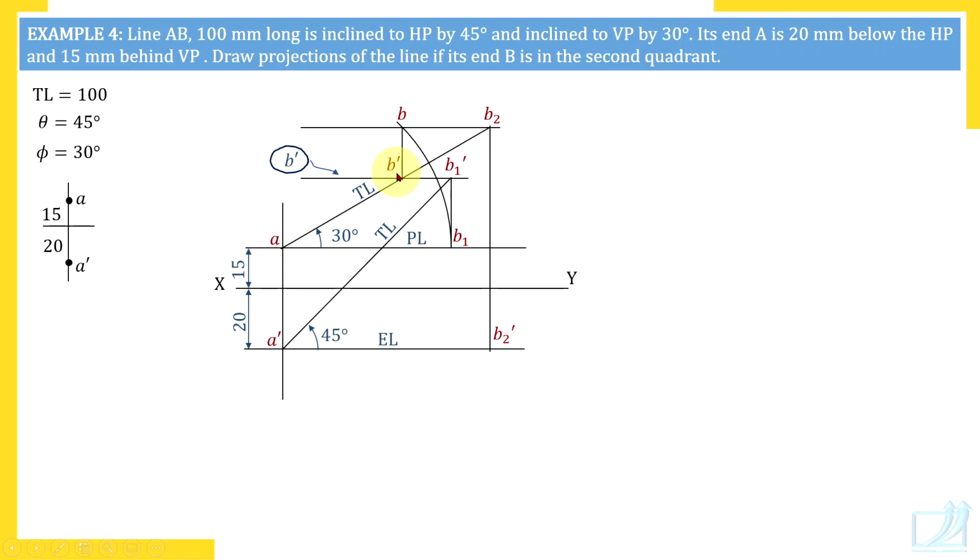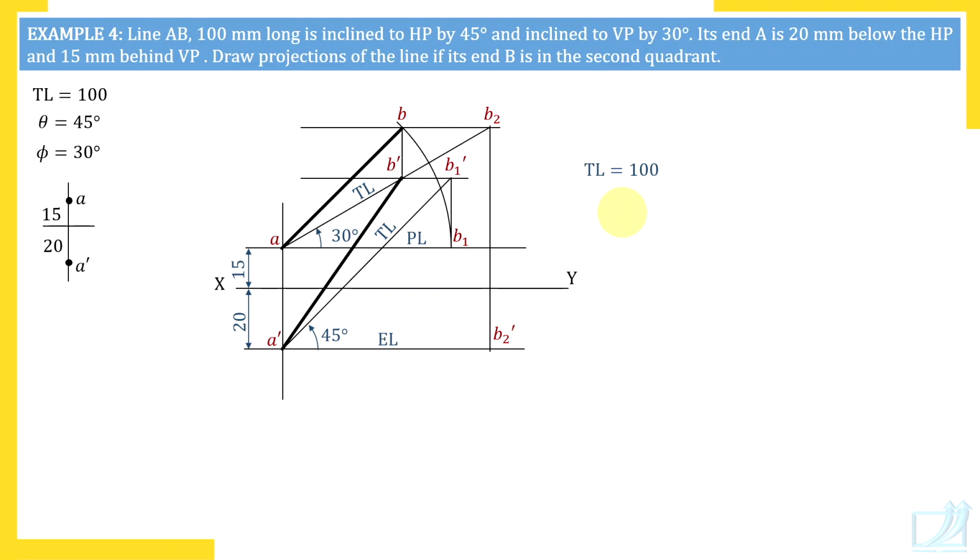Once you get that point B dash, erase that rough label. Now join A and B so that you get the top view of line AB, and join A dash and B dash so that you get the front view of line AB. Only these two lines, AB and A dash B dash, must be dark. So this is your complete drawing. Check whether you have inserted all dimensions. Yes, 15, 20, 30, 45, and the true length we prefer writing outside the diagram. So this is how we have completed the drawing.